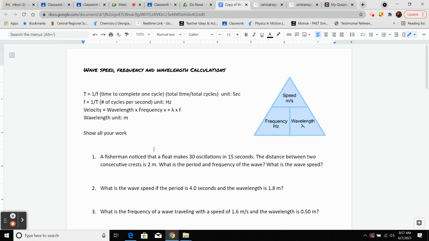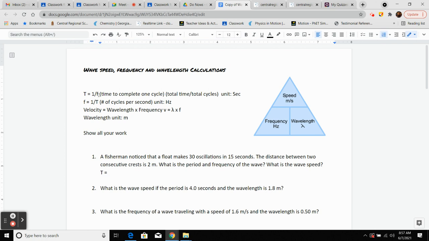So we got a fisherman. He noticed that a float makes 30 oscillations in 15 seconds. The distance between 2 consecutive crests is 2 meters. What is the period and frequency of the wave, and what is the wave speed?